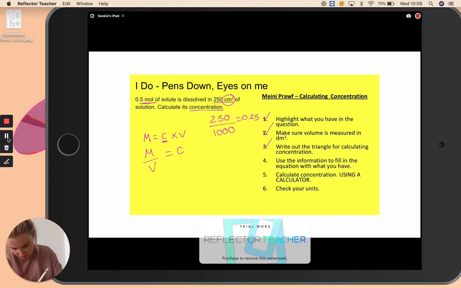So we know that our moles is 0.5. We know that our volume, now I've converted it, is 0.25. And I'm going to work out the concentration like this. Again, I'm going to use my phone just to check. You might be able to do it in your head, but you're just going to check what you have got. And that gave me 2. So the concentration is 2. Like I've said, check, use your calculator.